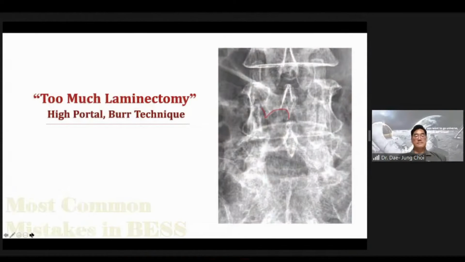If you do not resect the SP base first and try to make the working space wider, then you finally resect the lamina too much. And you must do a subtotal laminectomy in the condition of lack of endoscopic anatomy information.